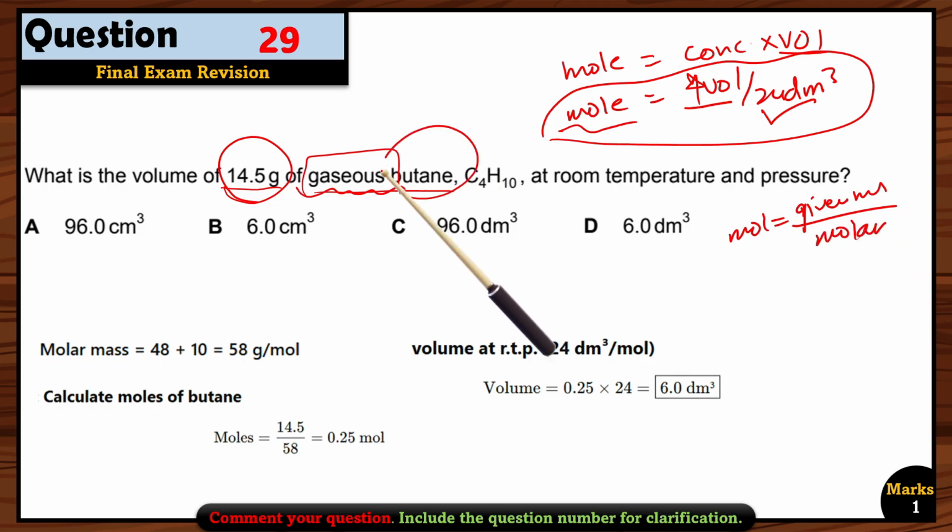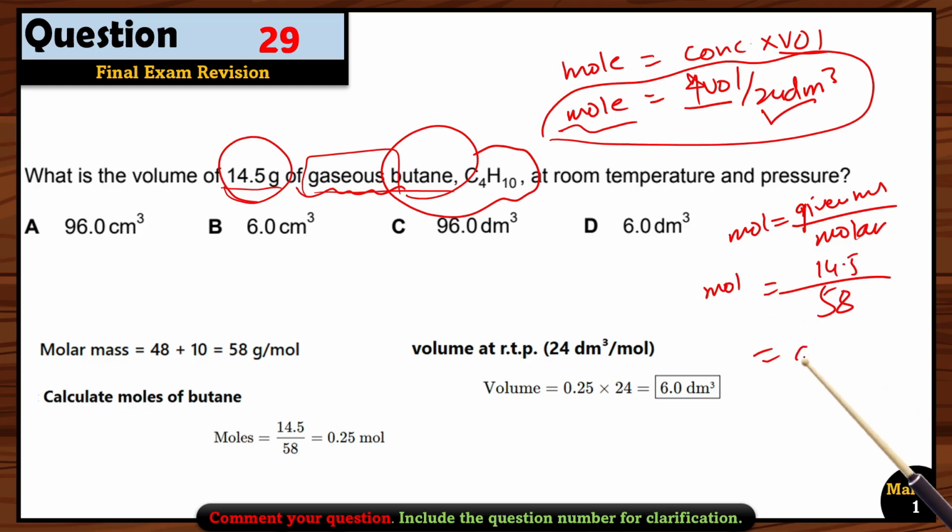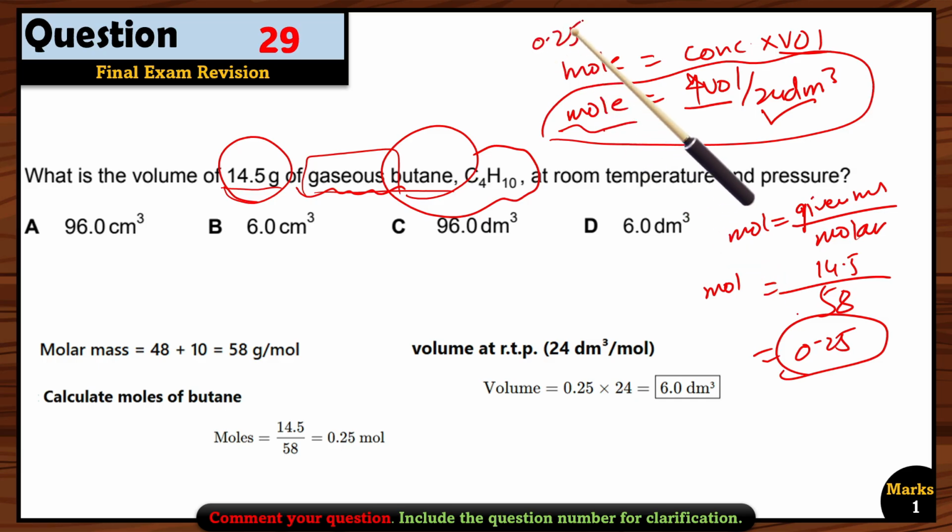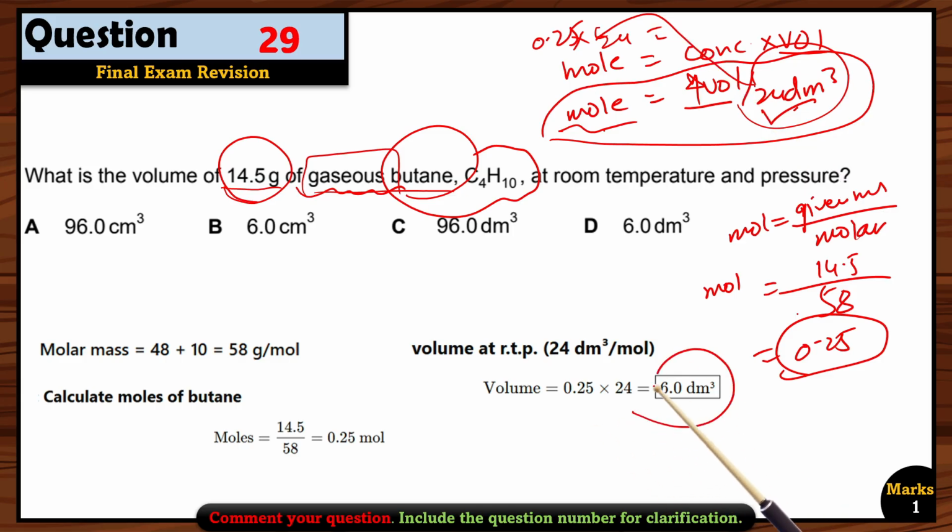So what is the mass of the butane? You can just calculate. It is 58 gram, right? And given mass is 14.5. So now what is the number of moles? It is 0.25. So we can put this value over here, 0.25, and then this 24 is dividing over here. When it comes here, it will be multiplied. So 0.25 into 24 is 6 dm cube. So the answer is 6 dm cube. Can you find 6 dm cube? Yes, option D is the right option.